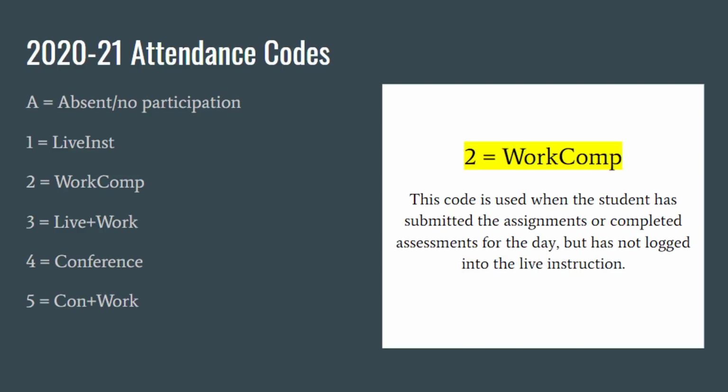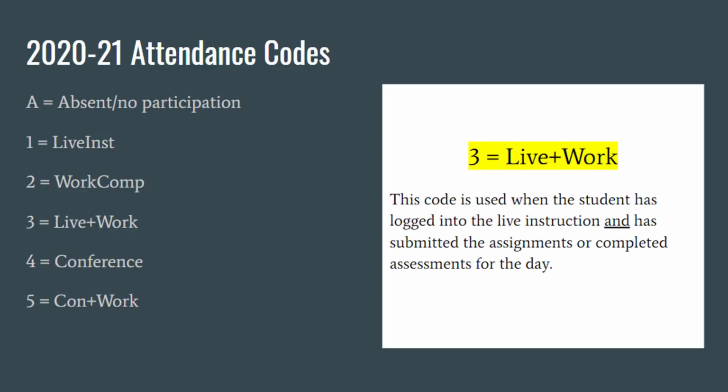Code 2 stands for work completed. This code is used when the student submitted the assignments or completed assessments for the day, but did not log into live instruction. So if your child didn't show up for the Google Meet or the Zoom meeting, but they turned in the work, they would get a 2. The next code is 3, and this is a combination code where a student participated and logged into the live instruction through Zoom or Google Meet and submitted the assignments or assessments for the day.